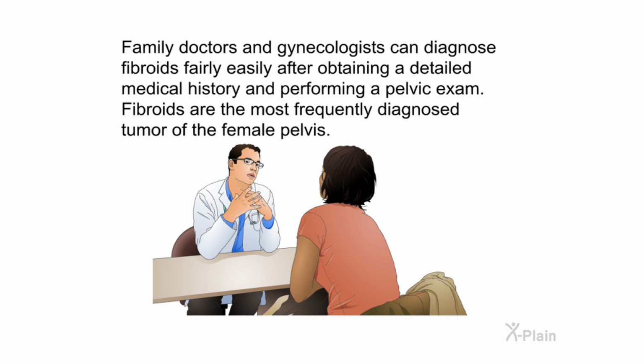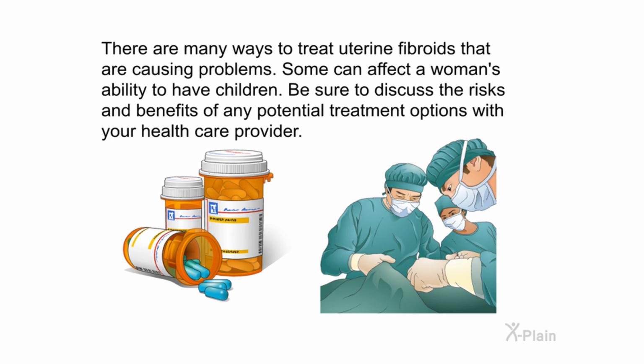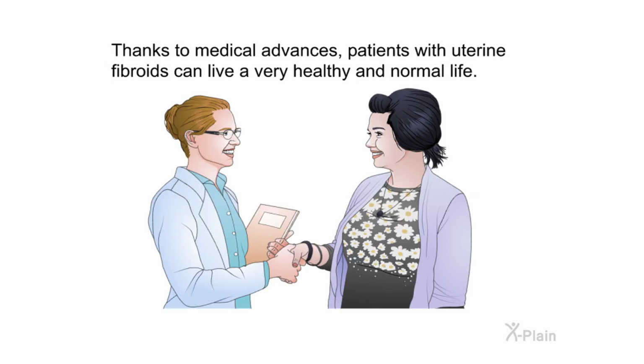Family doctors and gynecologists can diagnose fibroids fairly easily after obtaining a detailed medical history and performing a pelvic exam. Fibroids are the most frequently diagnosed tumor of the female pelvis. There are many ways to treat uterine fibroids that are causing problems. Some can affect a woman's ability to have children. Be sure to discuss the risks and benefits of any potential treatment options with your healthcare provider. Thanks to medical advances, patients with uterine fibroids can live a very healthy and normal life.